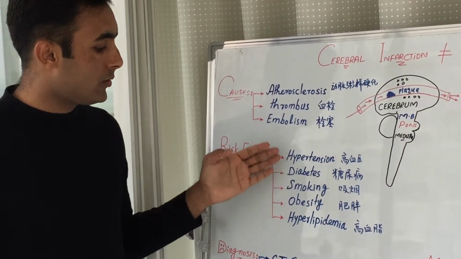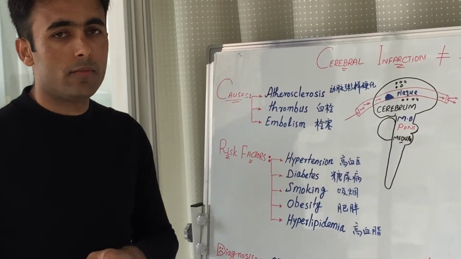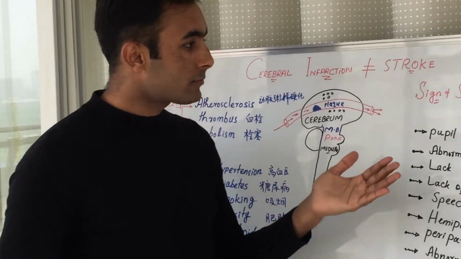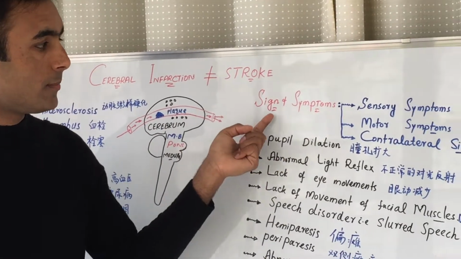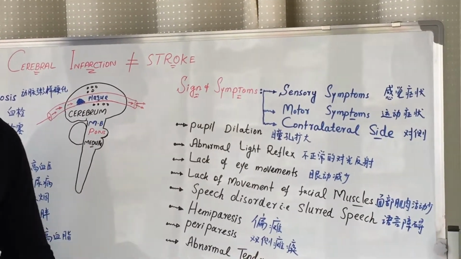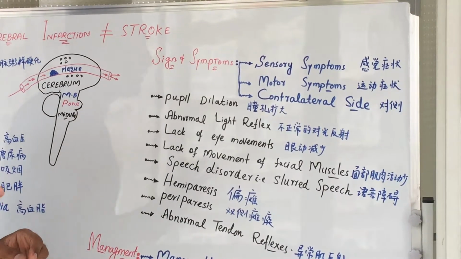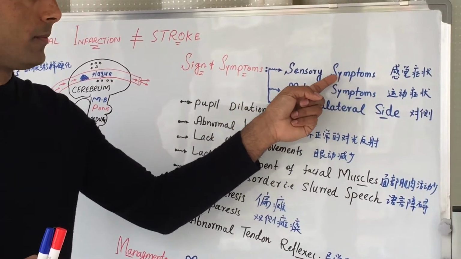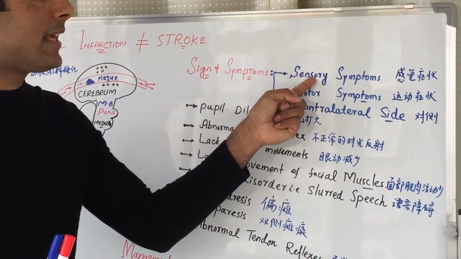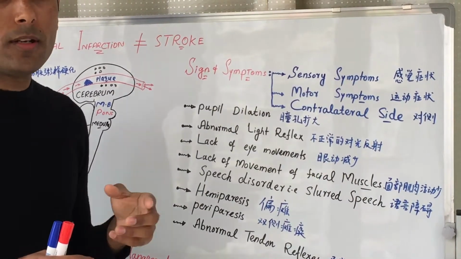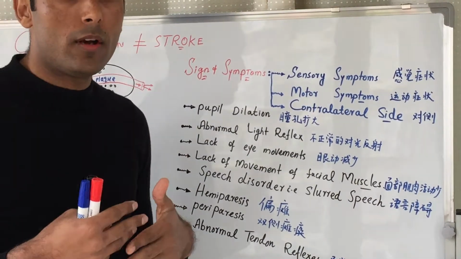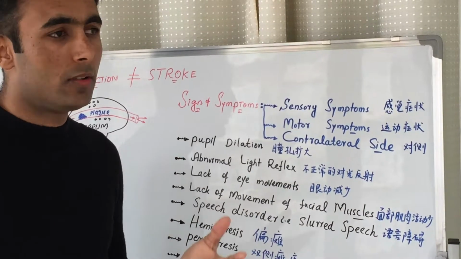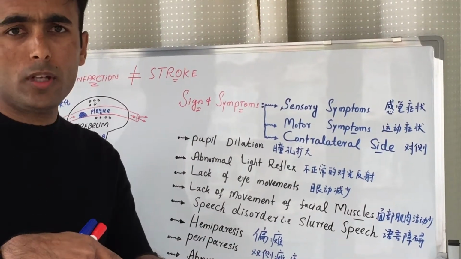Now, once the patient has these causes and develops cerebral infarction, how do you know that the patient has cerebral infarction? I mean, what are the signs and symptoms of cerebral infarction? Now, there can be two kinds of symptoms in the patient. One kind is sensory symptoms, where the patient loses all of his sensory function, his feelings. For example, if you touch the patient's body, he doesn't feel it.